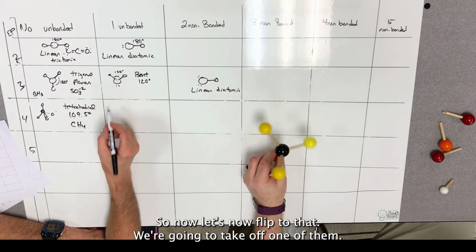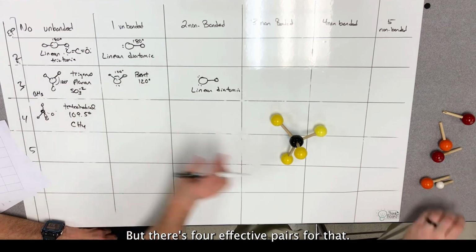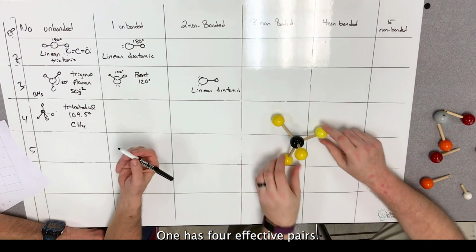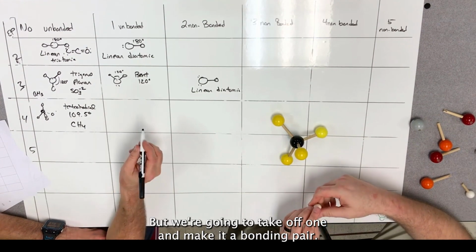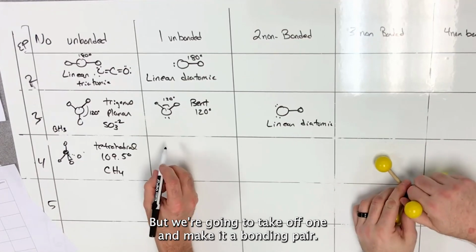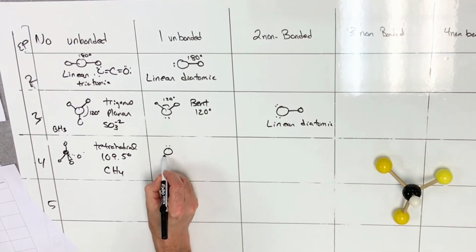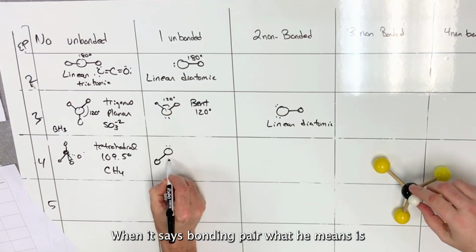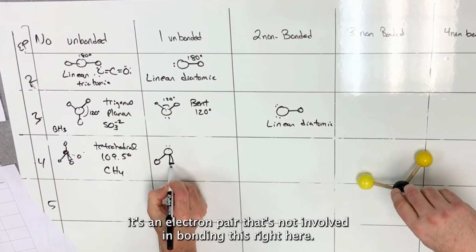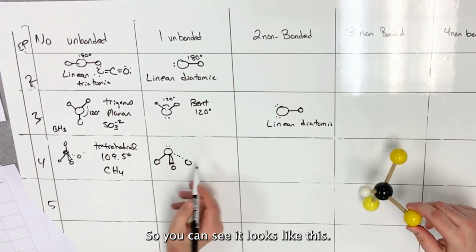So now let's flick to that. We're going to take off one of them. So there's 4 effective pairs. Now we're going to have 4 effective pairs, but we're going to take off one and make it a lone pair. And that's going to look like this. When he says lone pair, what he means is this is an electron pair that's not involved in bonding. This right here. So you can see it looks like this.